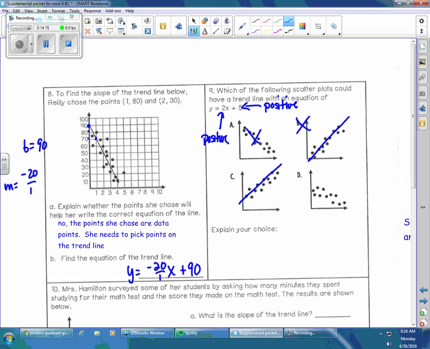Let me just check D to see if D might be better. Let's see, now D is negative. So I'm going to say scatter plot C is going to be the best because it has a positive slope and a y-intercept above 0. Now, without any numbers on here, I don't know if that is the line, but that's the only one out of these 4 that it could be.